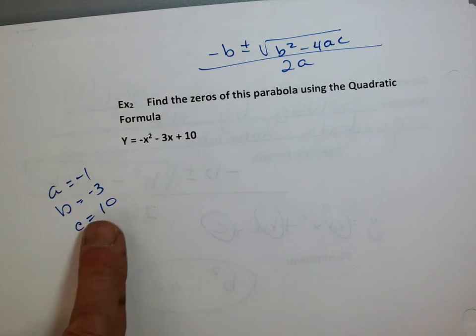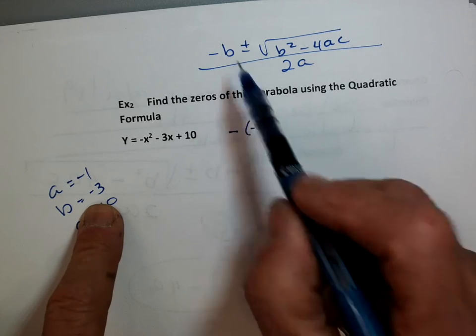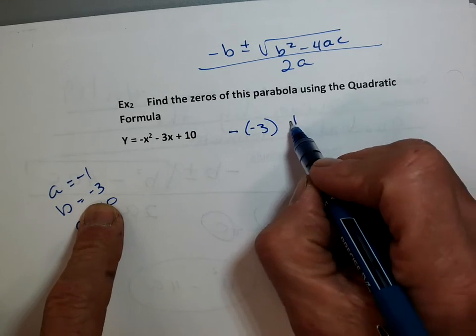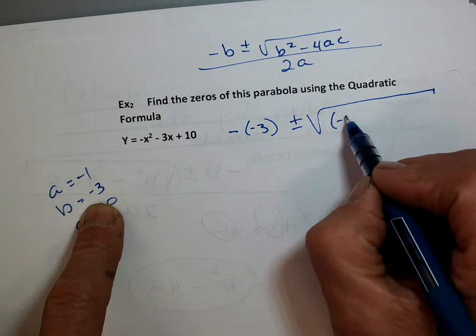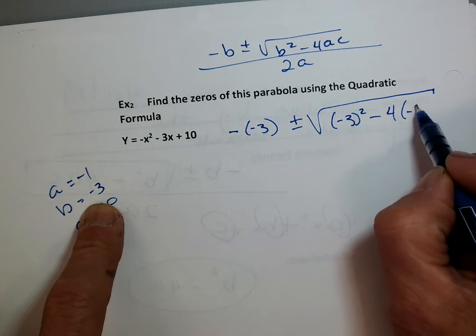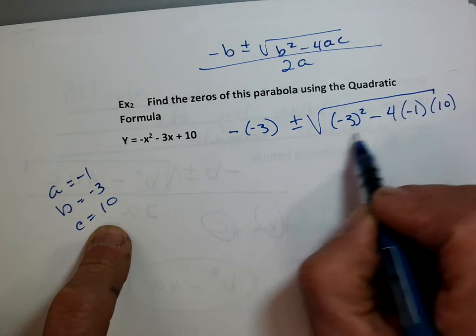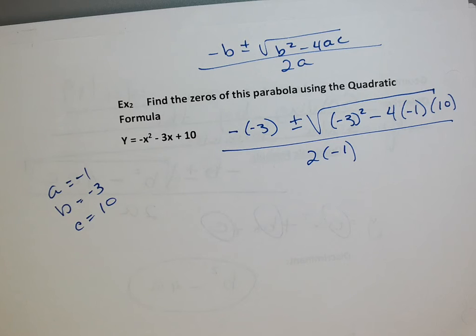Okay, so let's plug them in. So I'm going to go negative 3. I got double negative. See, because b is negative 3. Yep, you're ahead of me. I like that. Plus or minus. It's happy plus minus if I get two answers. Square root of b squared, negative 3 squared, minus 4. 4 is part of the formula. Times negative 1 times 10 all over 2 times negative 1. Okay? All I did is this. Here's my negative 1. It goes in for A. Here's my negative 3. It goes in for B, right? And my 10 goes in for C. Okay? Does that make sense?